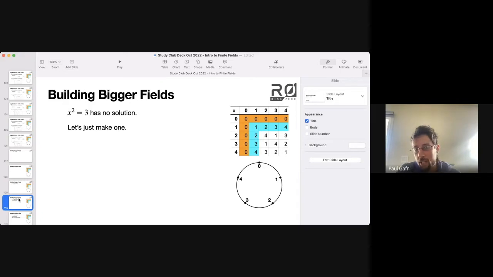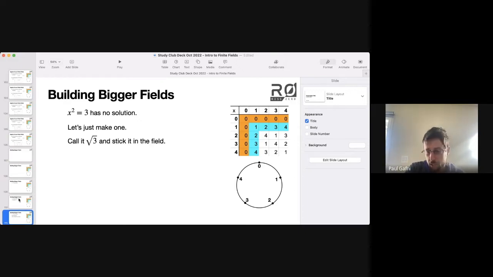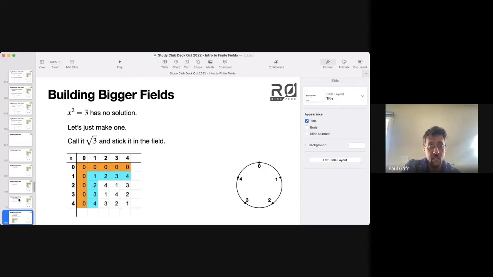And this is more or less what happens in regular arithmetic too. At some point, you've never heard of square roots or cube roots, and you realize, oh, wait, I can write down this equation. It's kind of annoying that it doesn't have a solution. And we just sort of invent notation for it: let's say there is some number that is the square root of 3. And we stick it in the field.